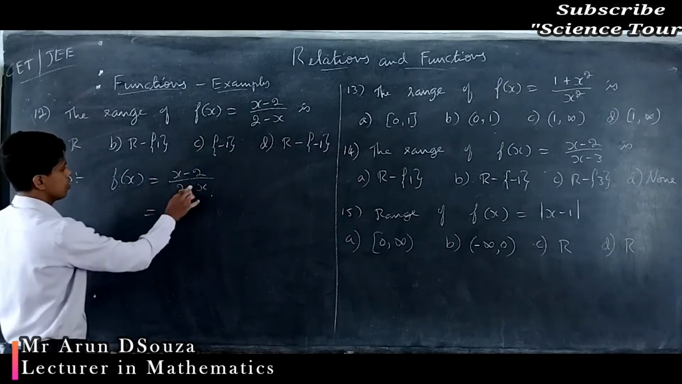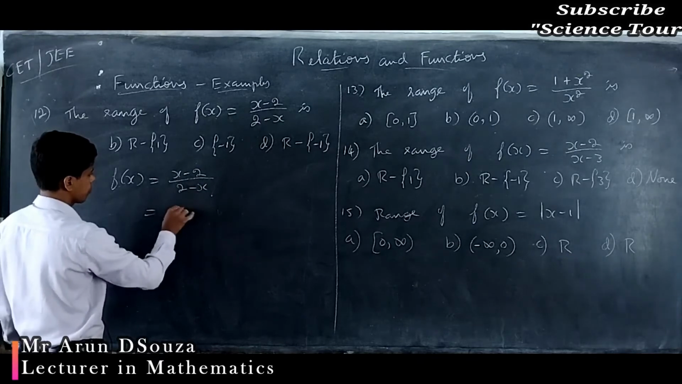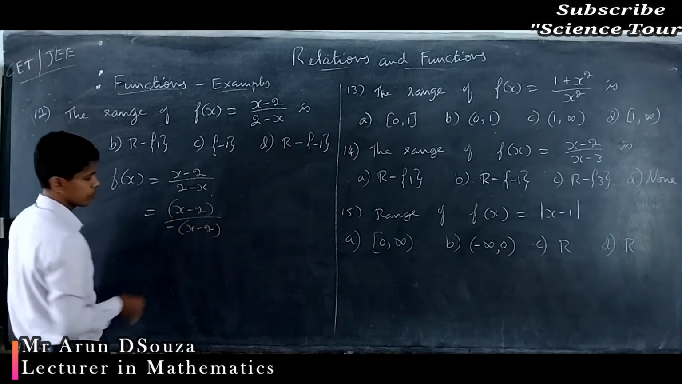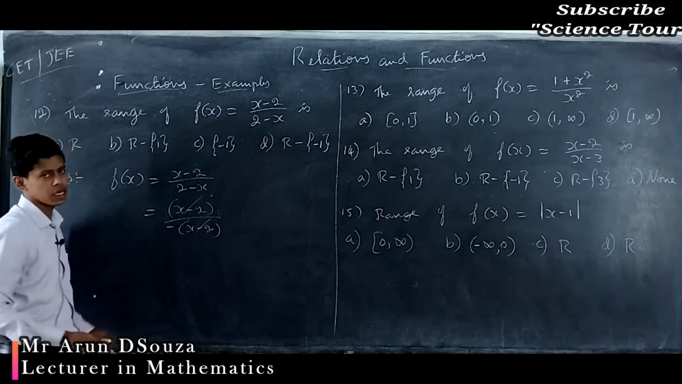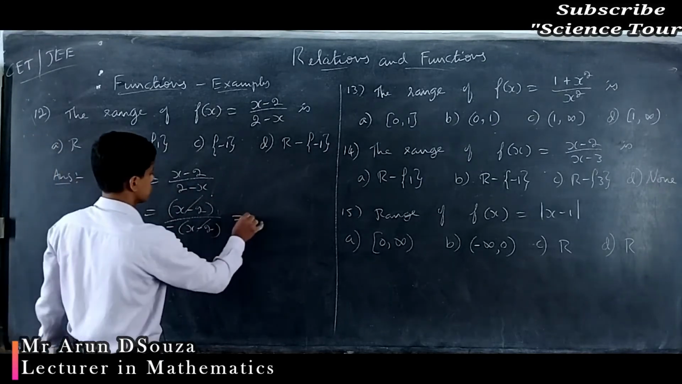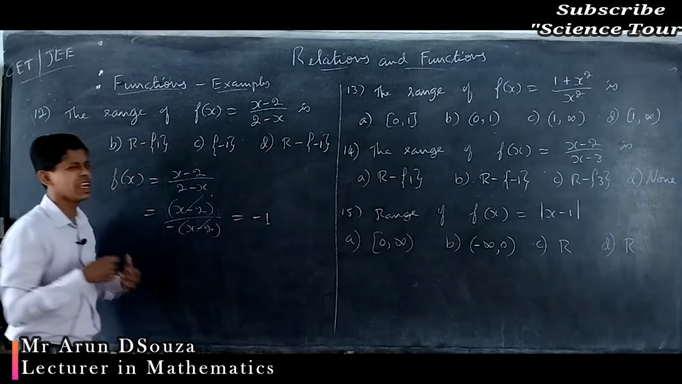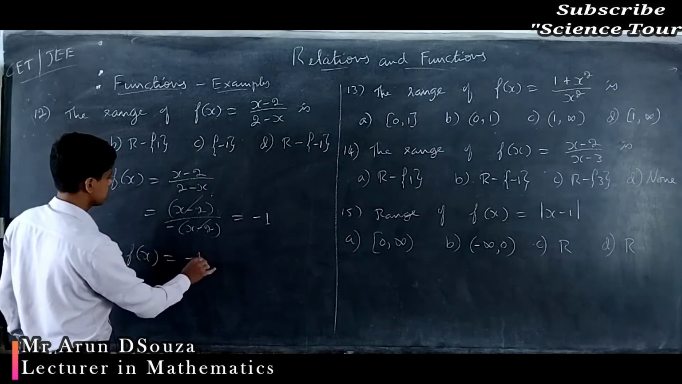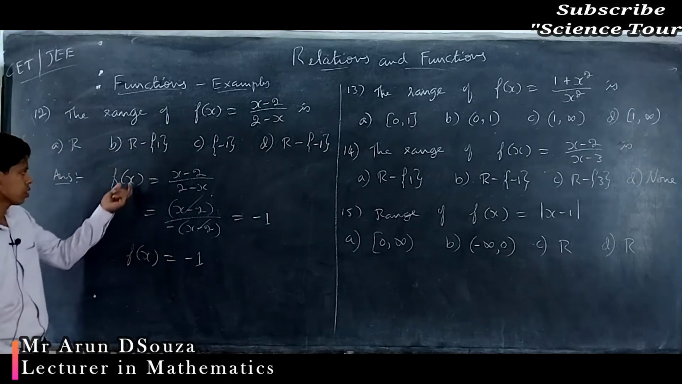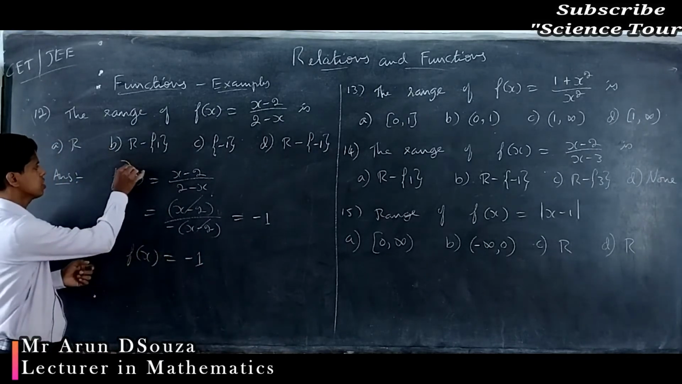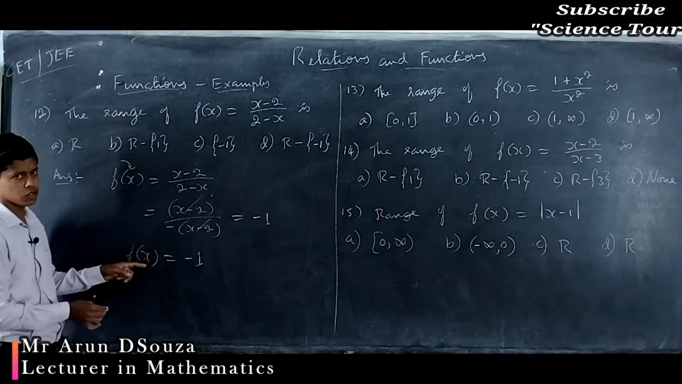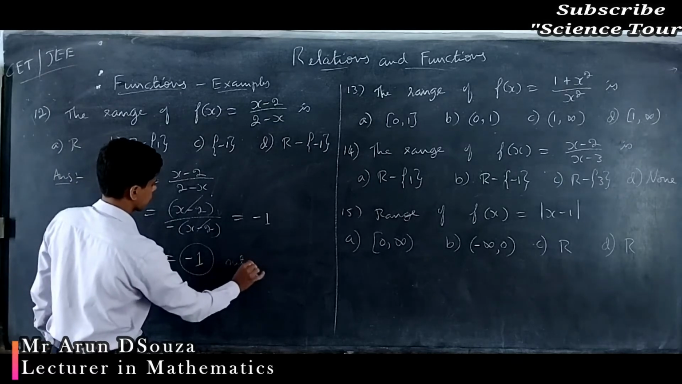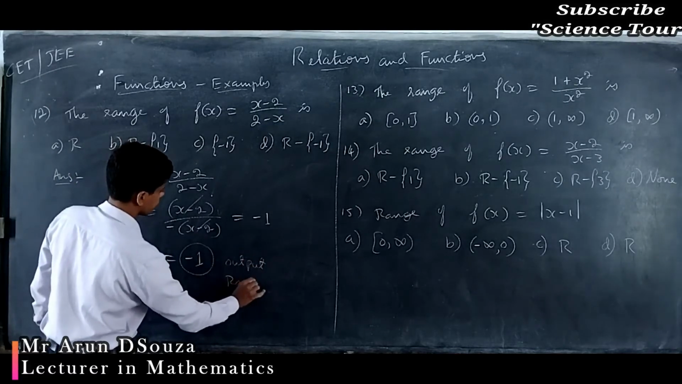So what I am doing here, I'll just take minus common. So what happens here? This cancels. That's it. So this is minus 1. So you put any value, you are getting just minus 1 for anything, for any domain here. See, this is the domain. X values are the input values. These values are the output values, and that's the range value.